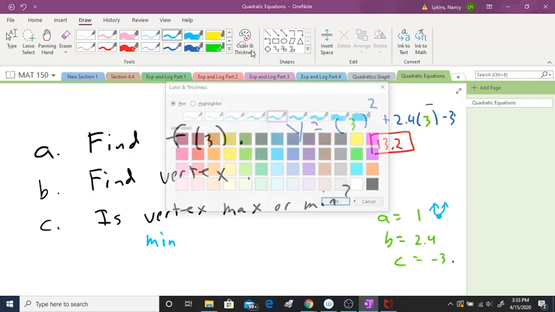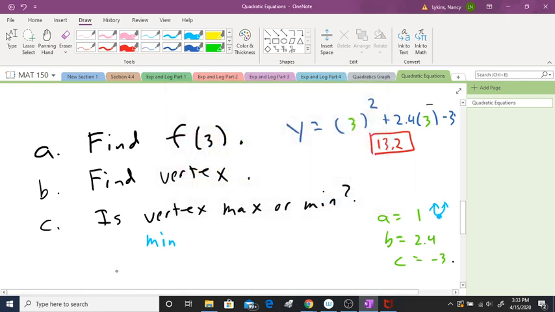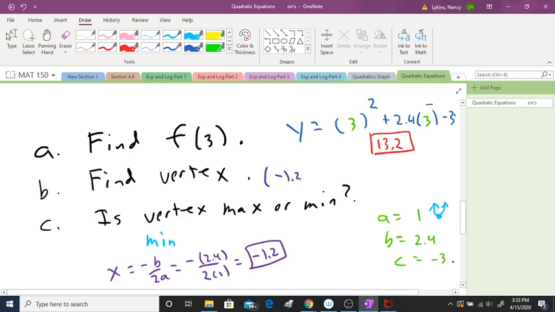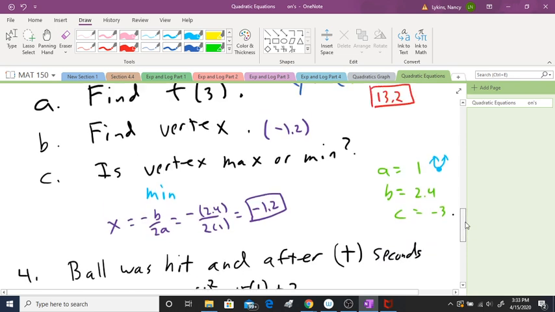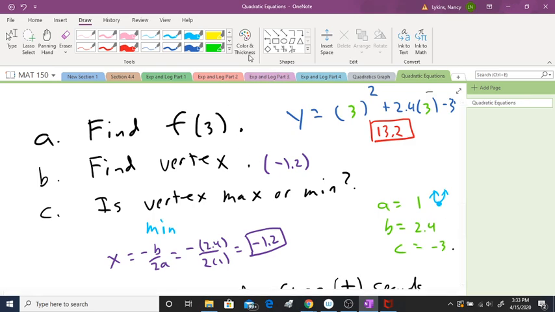Now, what is the vertex? This is where x equals minus b over 2a comes into play. I'm going to say minus 2.4 over 2 times 1, and when I do this, it gives me negative 1.2. That's my x value for my vertex. Now I want to find my y value. To do that, I put my negative 1.2 back into my original equation that I found from the table.